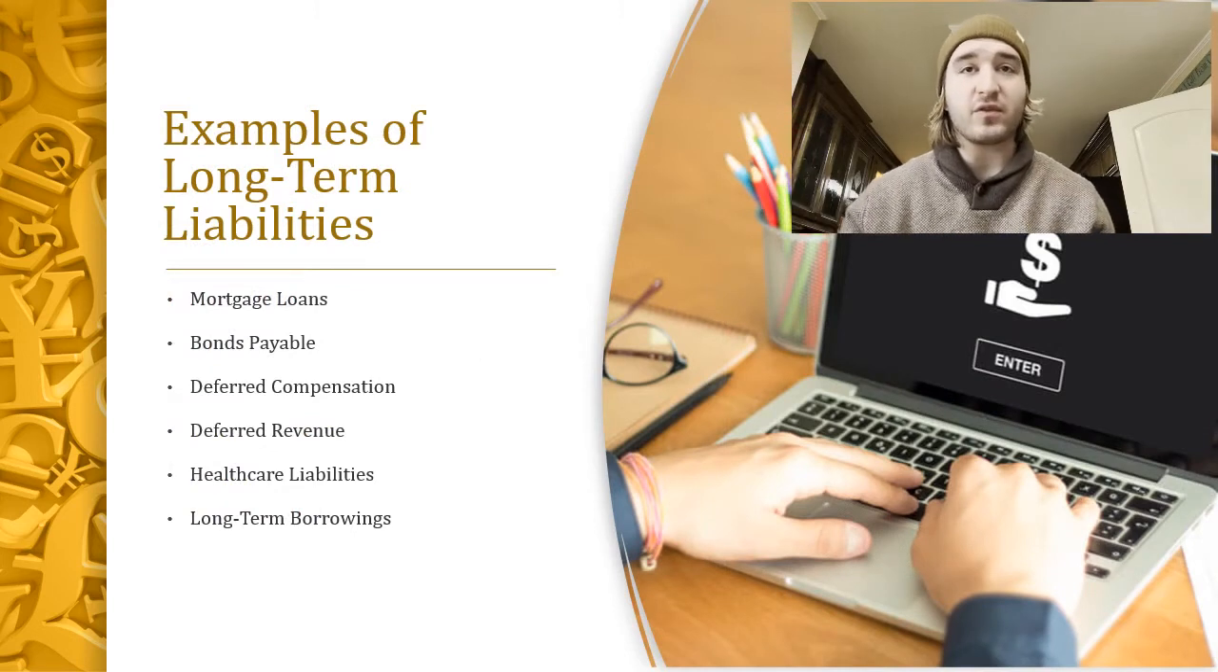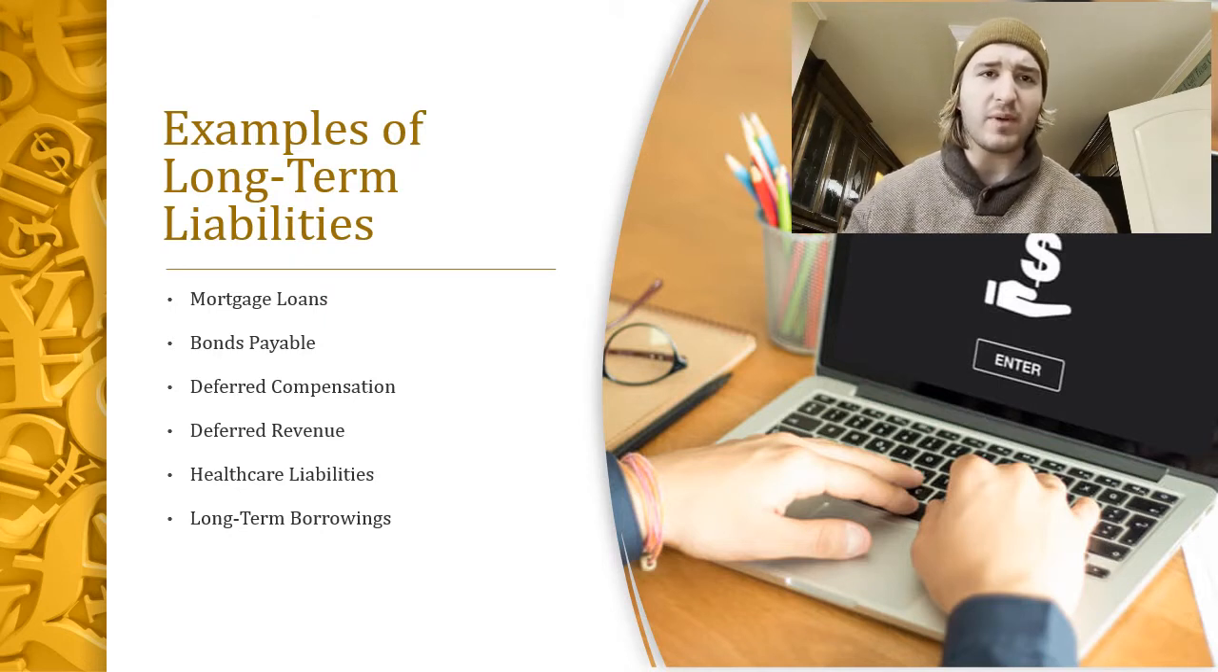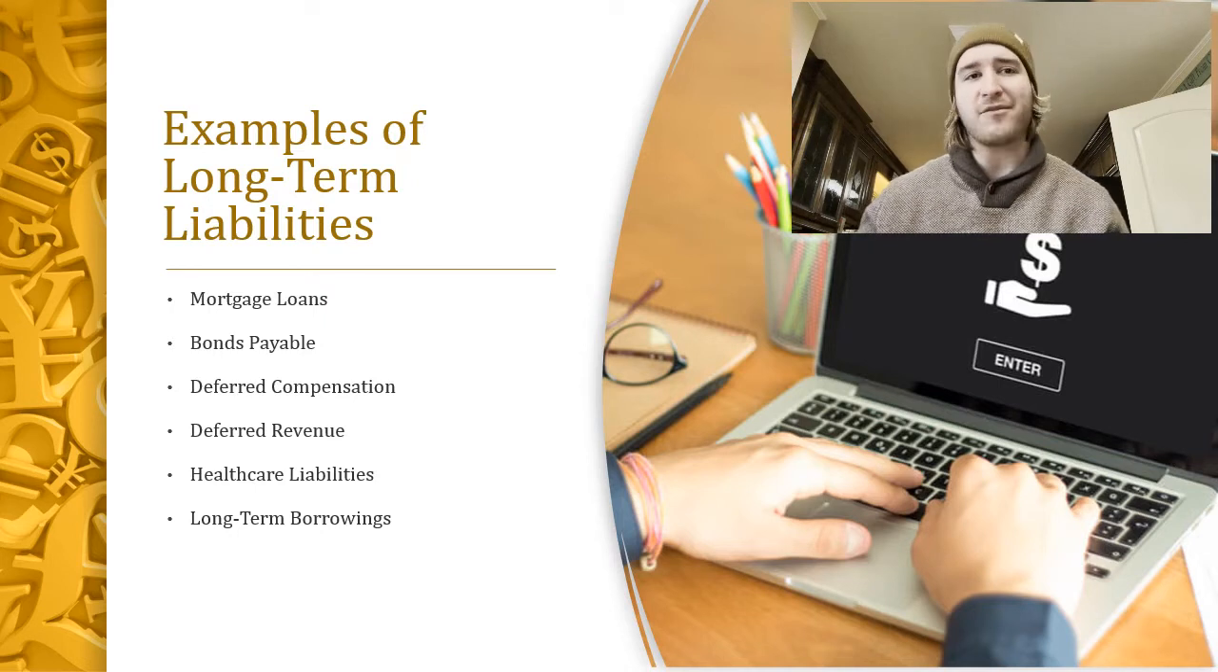So some examples of your long-term liabilities. These would be like your mortgage loans, your bonds payable, any like deferred compensation, deferred revenues, healthcare liabilities, long-term borrowings, just those things that would be either set aside for later or just paid after a certain amount of time, after that year mark.